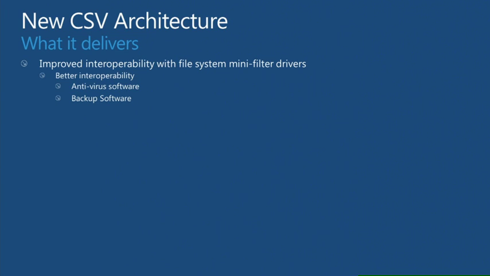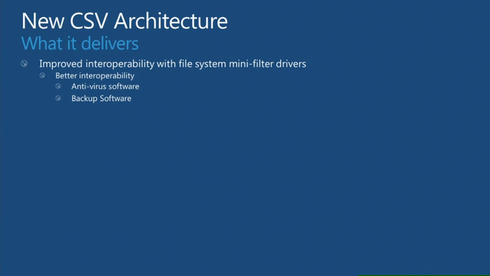Now we are no longer a file system mini filter. We are actually mounting a CSVFS proxy file system. What this allows us is better interop with file system and volume filters. Because before, what was happening was we were directly routing I/O either to disk or to the coordinator node. And we were bypassing everything else in the middle.